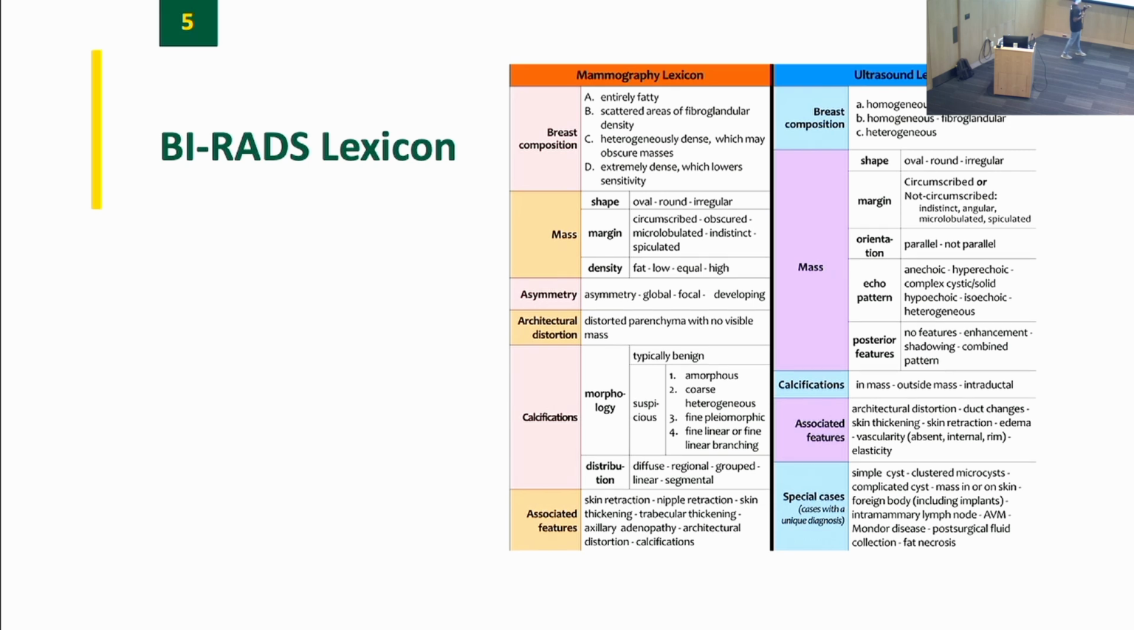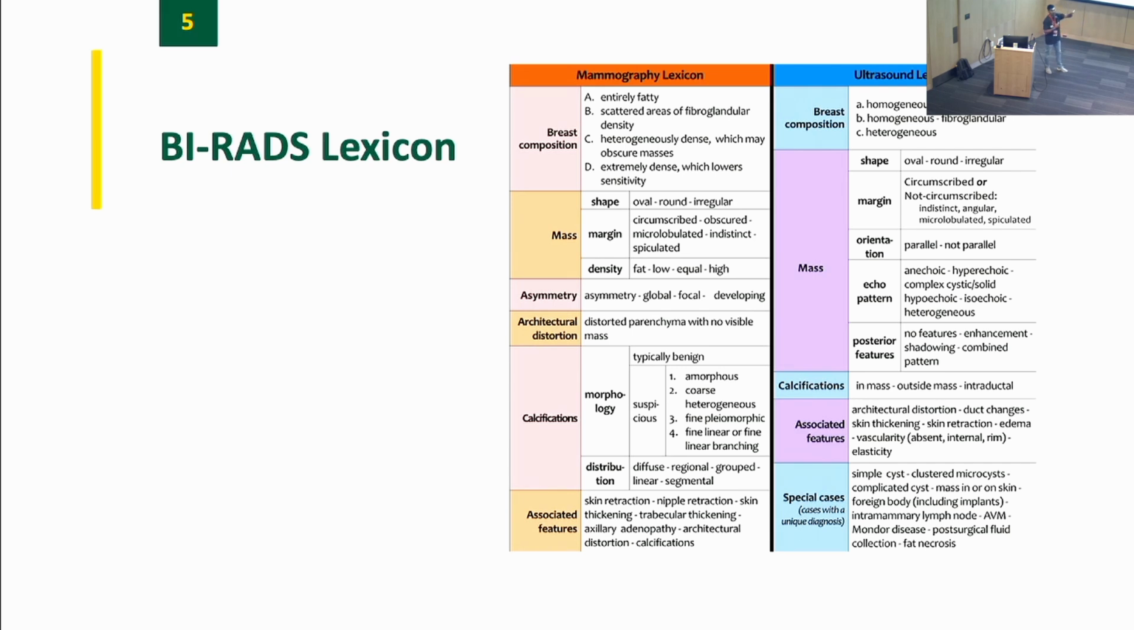So the BIRADS lexicon, you'll come across this in the datathon. This is all the stuff that's available for radiologists to describe breast imaging. They'll describe the composition, which we talked about: fatty, scattered, heterogeneously dense, or dense. If they see a mass, they'll describe its shape, margin, and density. If they see an asymmetry, which means something asymmetric from the other breast, they'll describe whether it's global, like the whole breast is different, or just focal. Architectural distortion means there's something that I can't see, but it's distorting the surrounding breast tissue.